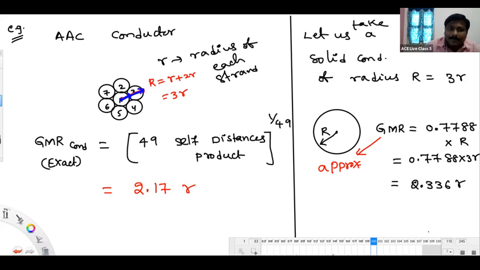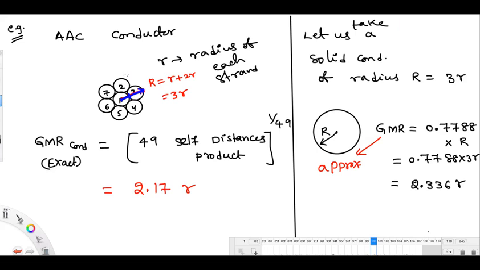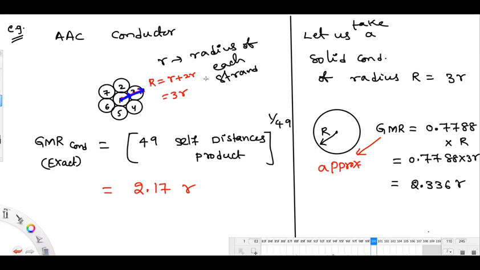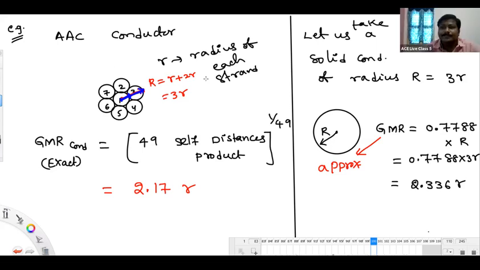See, the same type of conductor you repeat in the same phase as A1 and A2. This you take as A1, and the same conductor you repeat on this side and you say it is A2. These two combined you say phase A. That's a bundle, with some distance, some spacing.